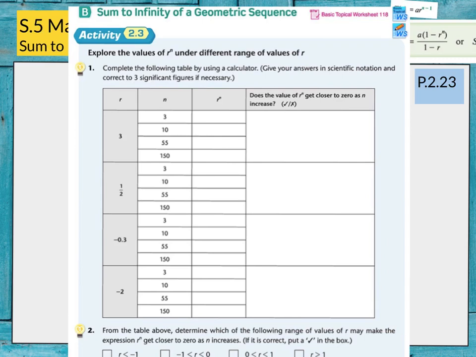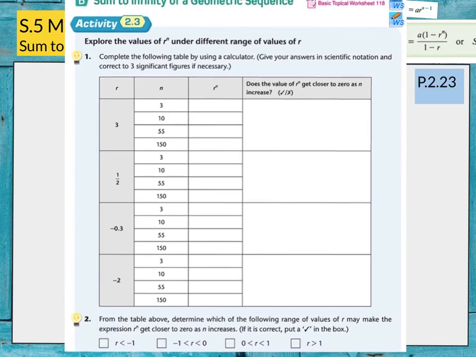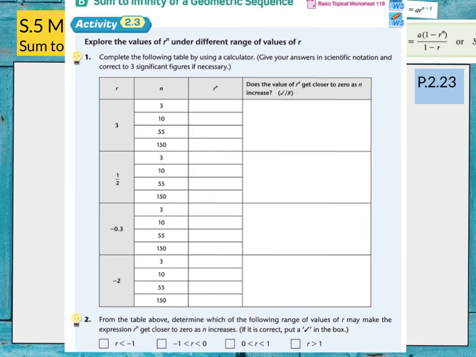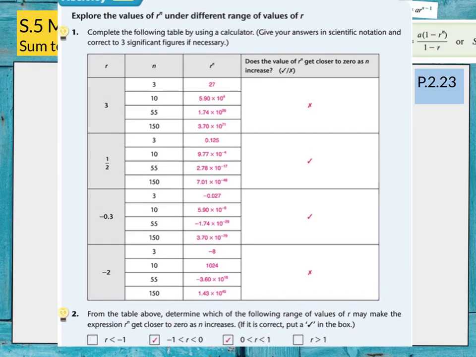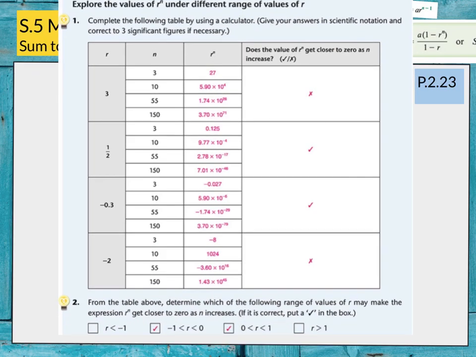Will you please have a look on this page and try to complete question 1 and question 2? We are going to see if in a sequence, whether R to the power n will go to 0. Go means very close to 0 when the power n is very large. So here is the answer key.